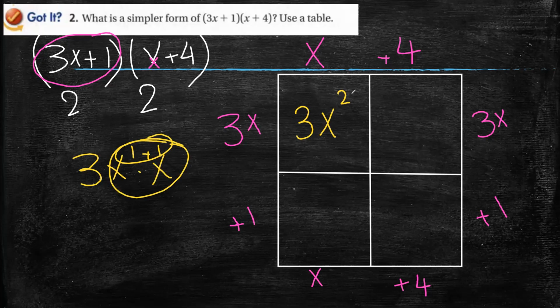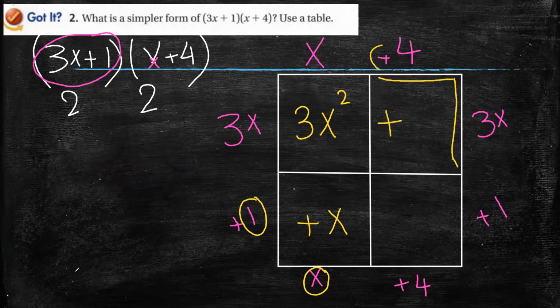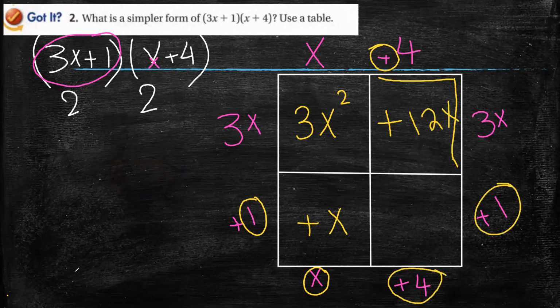Now then, x and 1. Look here now. I have an x and 1. x multiplied by 1 is 1x, so plus x. Look at this one here. I have 4 and I have 3x. If you multiply them, what will you get? Don't forget. I will get positive 12x. Now the last one, you will have a positive 4 and positive 1. What will the answer be? Positive 4. Thank you.